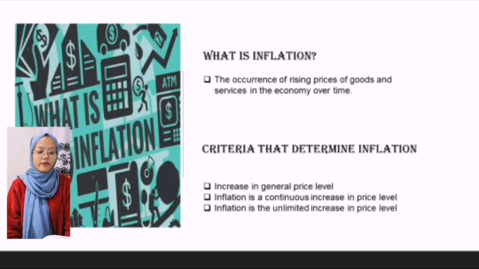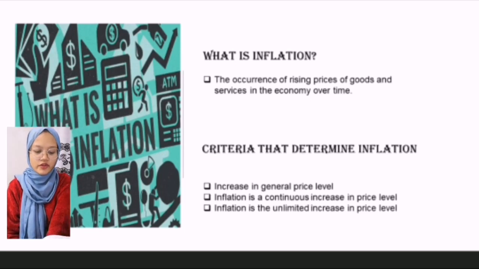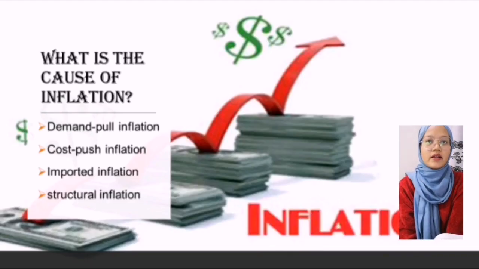The rising level of price in an economy that does not include the above three criteria is not known as inflation. So next, what are the causes of inflation? There are four causes. One is demand pull inflation. Second, cost push inflation. Third, imported inflation, and fourth, structural inflation.